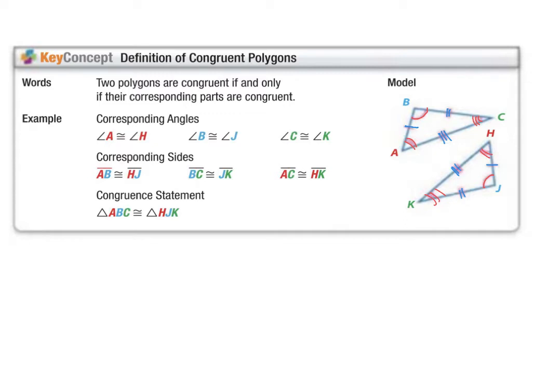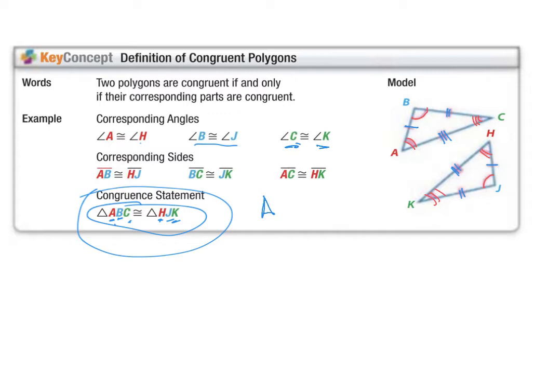So because all 6 elements of the triangle are congruent to all 6 elements of the other triangle, then we can say that we have a congruence statement, which basically matches up. So angle A matches up with angle H, so A is first. B matches up with J, so B is the second letter. C matches with K, C is third. So this is an appropriate congruent statement.